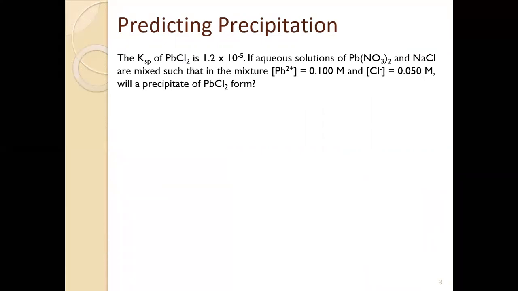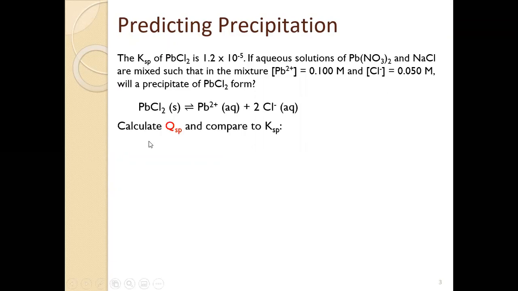And the idea we're going to use is we're going to calculate QSP. We're going to calculate that reaction quotient, the same reaction quotient we've calculated earlier for other types of equilibria. And as before, we're going to compare that to KSP. And the kinds of conclusions we're going to draw in this context will be exactly the same as we would have for any other equilibria.